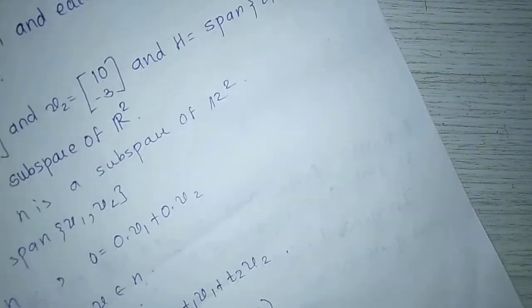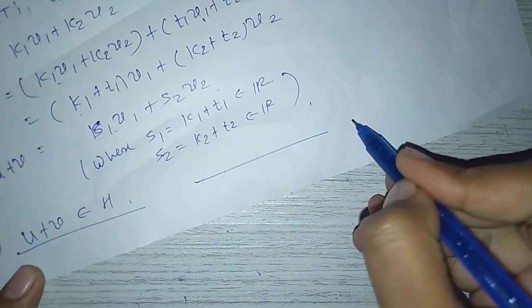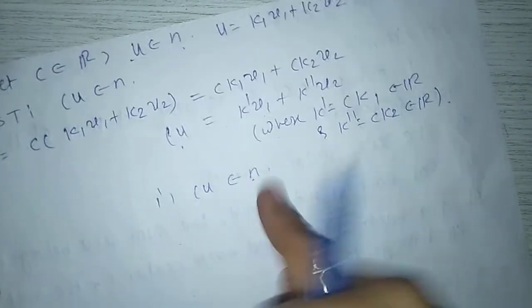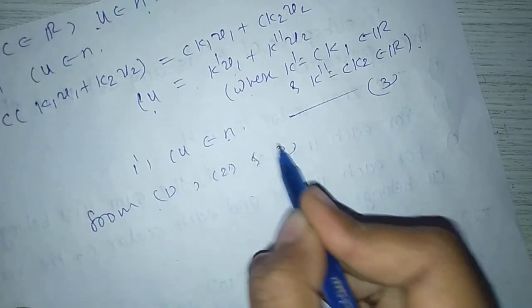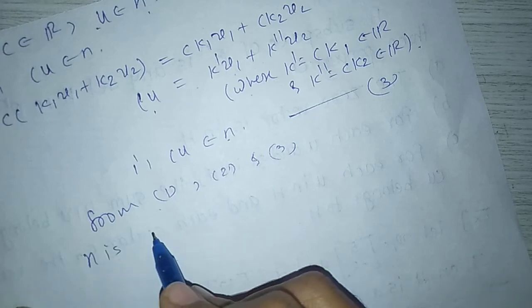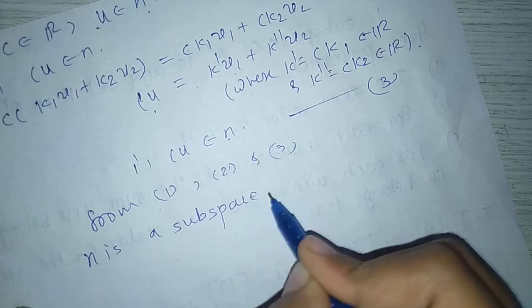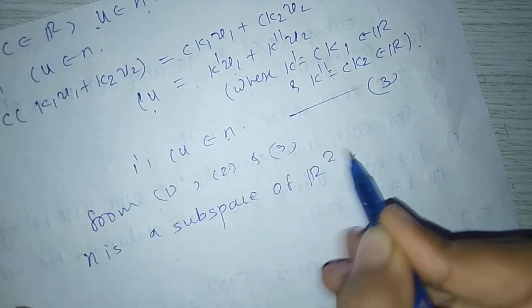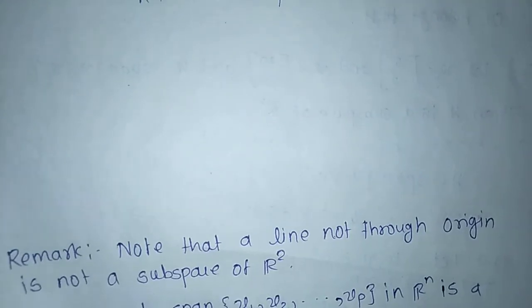So, 0 belongs to H, call this equation number 1. u plus v belongs to H, call this equation number 2. And c u belongs to H, call this equation number 3. So, from 1, 2 and 3, H is a subspace of R2. Next remark.